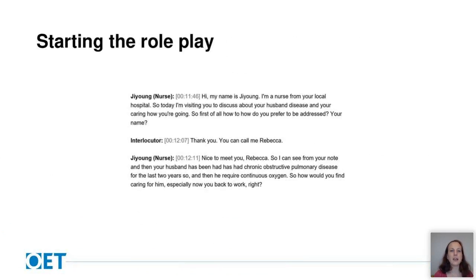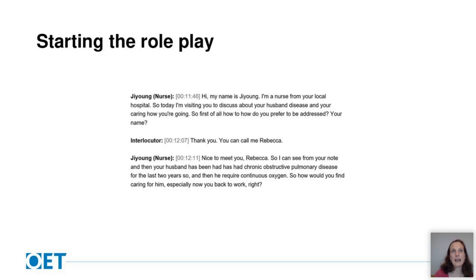But number 3, this nurse did ask me to confirm my name, which you would imagine we would have already done, given that she'd already examined my husband. But she did then get straight onto the reason for her visit and the first task, which is how I've been managing in the last couple of years.